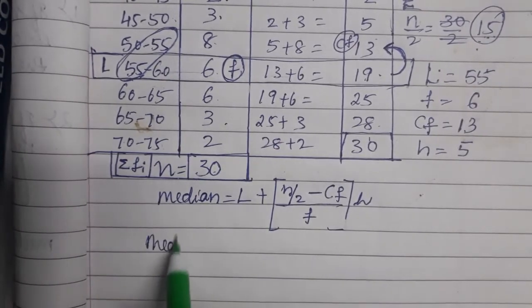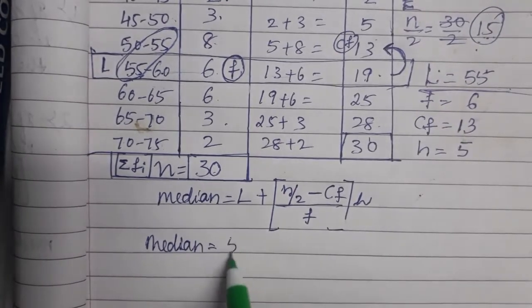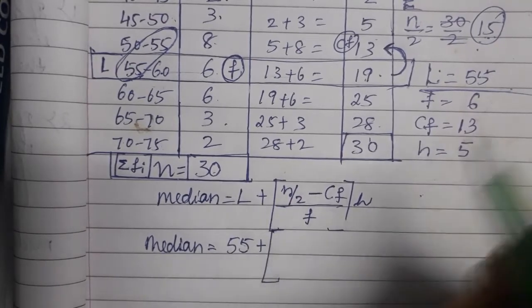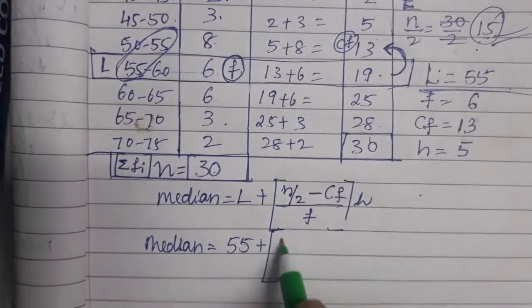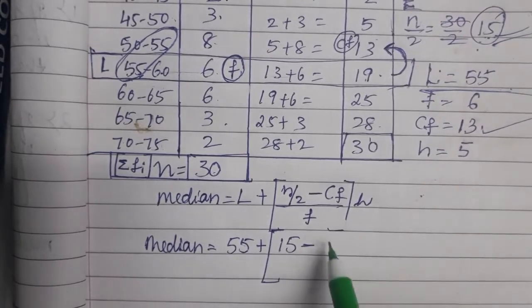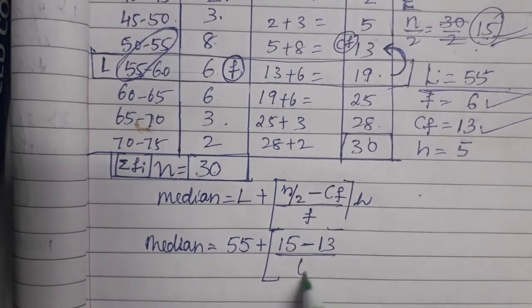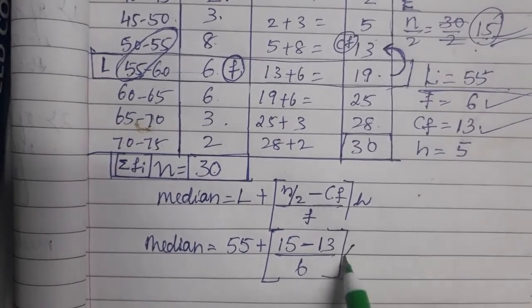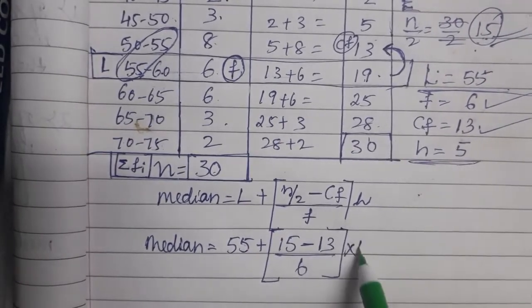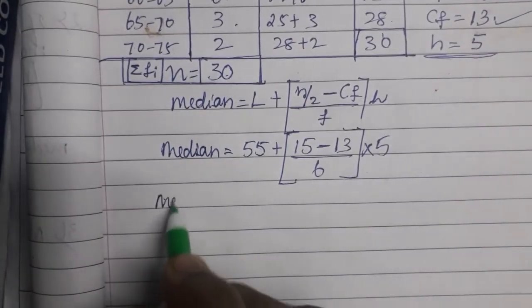So median is equal to, what is L? 55 plus, open the bracket. What is n by 2? N by 2 is calculated already, 15 minus, what is CF? CF is 13 by, what is F? F is 6, close the bracket, into, what is H? 5 is H. Now normal simplification.